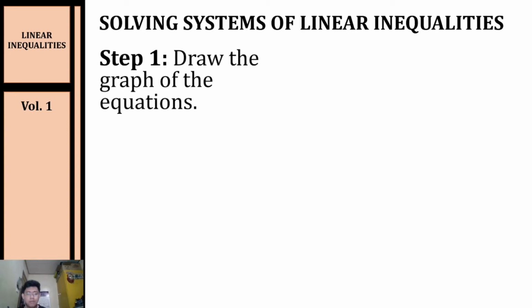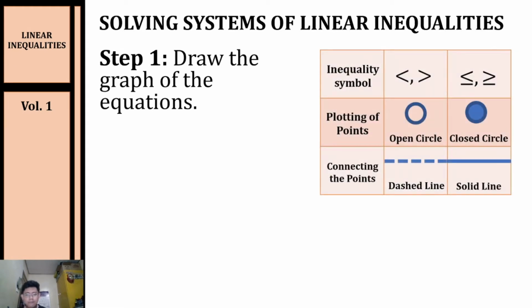So first step is for us to draw the graph of our equations. In graphing our inequalities, please take note that when we encounter greater than or less than symbol, we plot our points using an open circle and we connect the points using a dotted line or a dashed line. If we're given greater than or equal symbol and less than or equal symbol, we will plot our points using a closed circle and we will connect the points using a solid line.